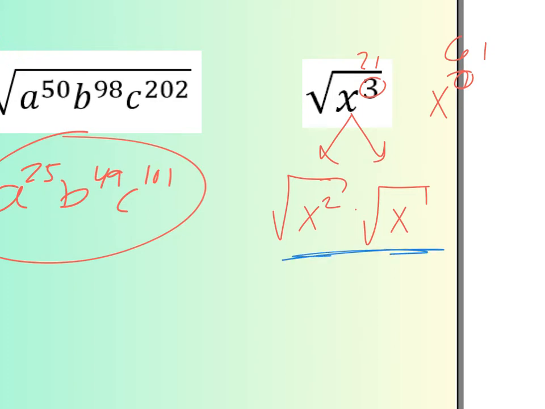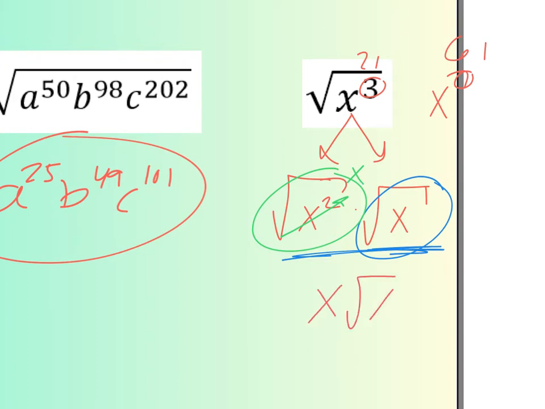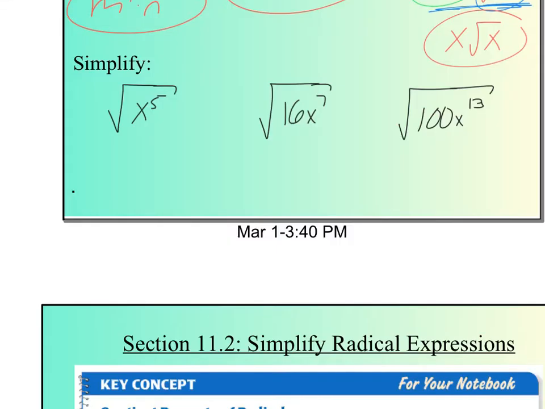Because now this 1 can stand by itself, okay? And I can't do anything more with that. I can't take the square root of it. But the even power, I can square root. X squared, square rooted, would be just x. So the final answer in this one is just x square root of x.